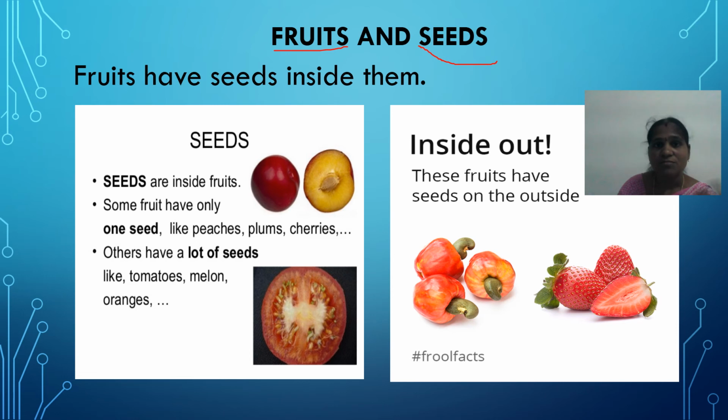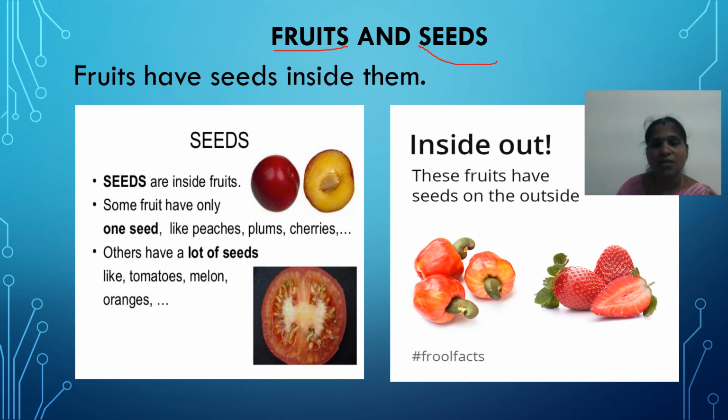Apricots, peach, such kinds of fruits have only one seed. Few seeds, like sweet lemon, some of the grapes, yes, and these chickus. Such kinds of fruits have few seeds. Many seeds, like papaya, watermelon, custard apple, and such kinds of plants have many seeds. Even jackfruit. Such kinds of fruits have many seeds, and some of the fruits have seeds outside.